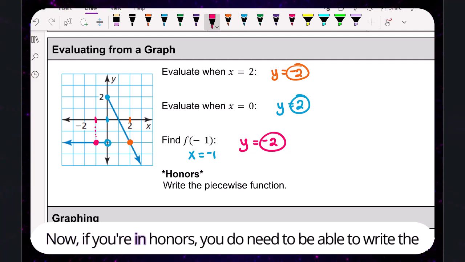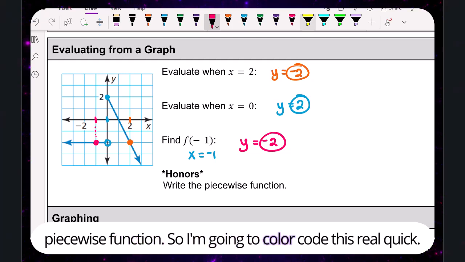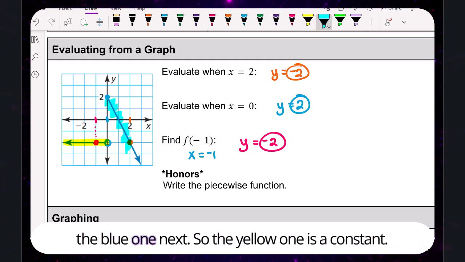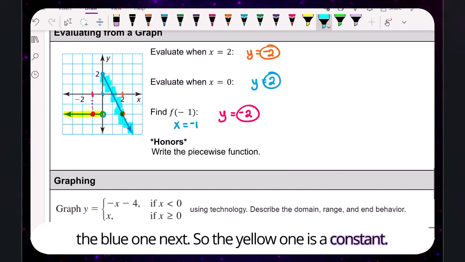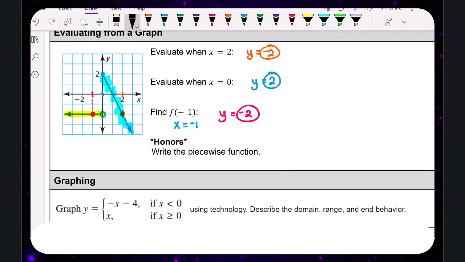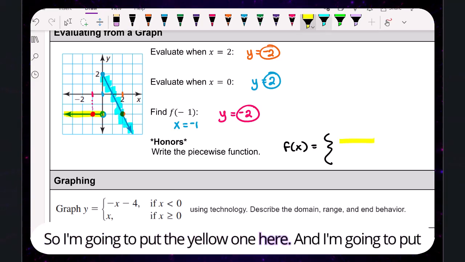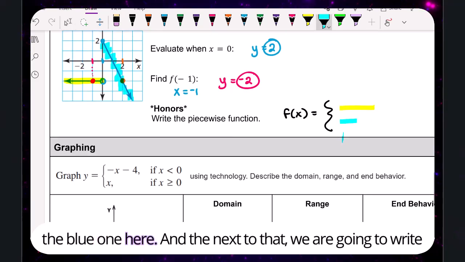Now, if you're in honors, you do need to be able to write the piecewise function. So I'm going to color code this real quick. We're going to do the yellow one first, then we're going to do the blue one next. So the yellow one is a constant. So we're going to start out with f of x. You've got 2 pieces. So I'm going to put the yellow one here, and I'm going to put the blue one here. And then next to that, we are going to write the domain.